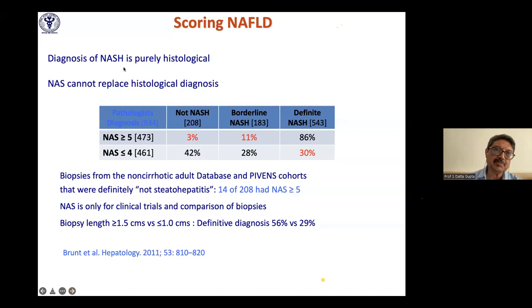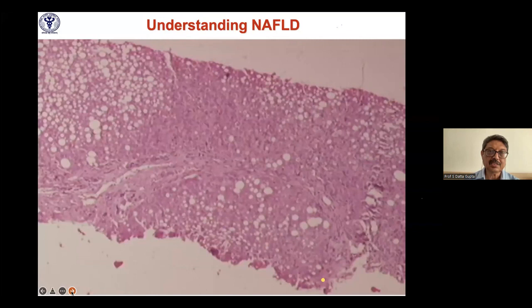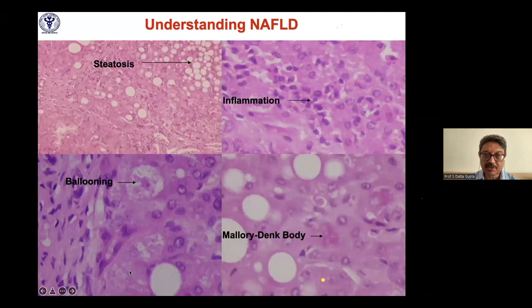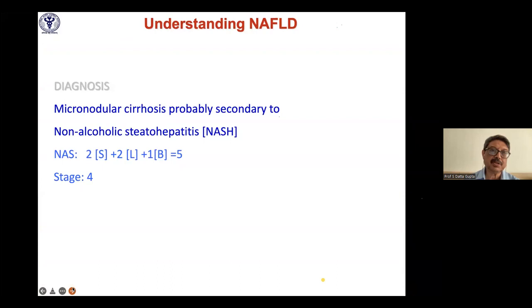But please remember, you cannot diagnose NASH based on grading and staging, just as you cannot diagnose hepatitis. The histological diagnosis should come first, and then the grading and staging. This study by Brunt and their group, which is the largest group studying NASH, clearly shows that by just grading, you cannot make the histological diagnosis. It's very important to realize that. So this is a case of non-alcoholic steatohepatitis: steatosis, inflammation, ballooning, Mallory-Denk bodies, and the reticulin stain tells you micronodular cirrhosis, which you grade and stage.